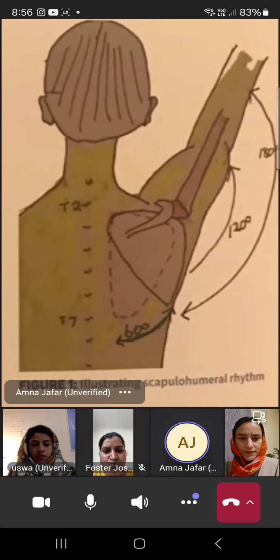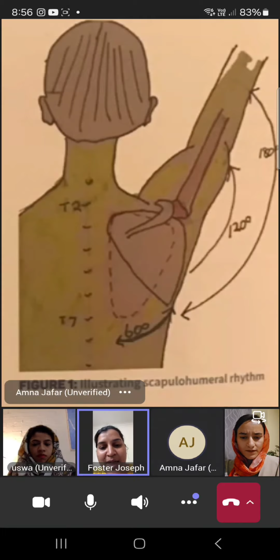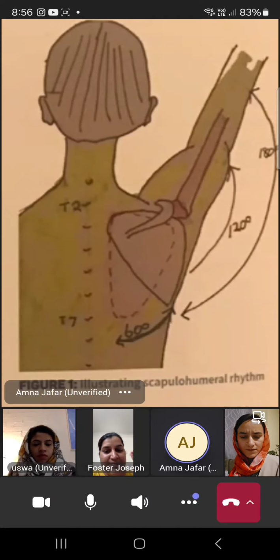This is often referred to as a reverse scapulohumeral rhythm and occurs when the large global mobility muscles, we can just memorize the names of the muscles, the PLAB muscles: pectoralis, latissimus dorsi, anterior deltoid, and biceps.